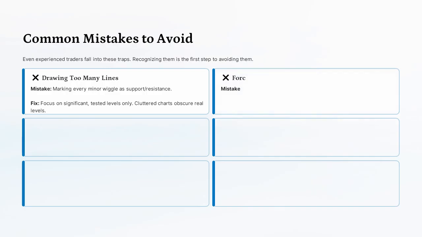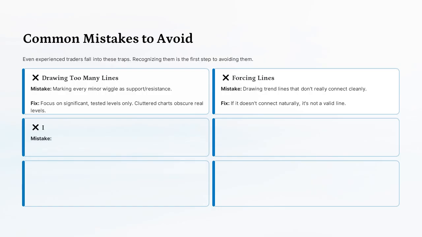Mistake 2. Forcing lines. Sometimes traders want a trend line to exist so badly that they force it, drawing a line that doesn't really connect cleanly to the price points. The fix: if the line doesn't connect naturally to the highs or lows, it's not a valid line. Be objective. Let the chart speak to you. Don't impose your will on the chart.